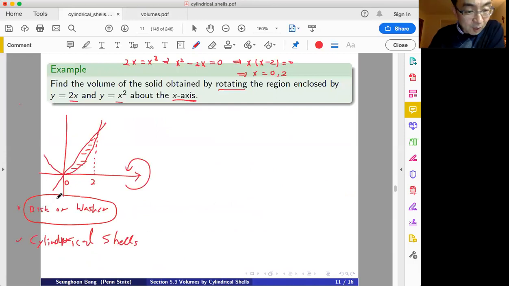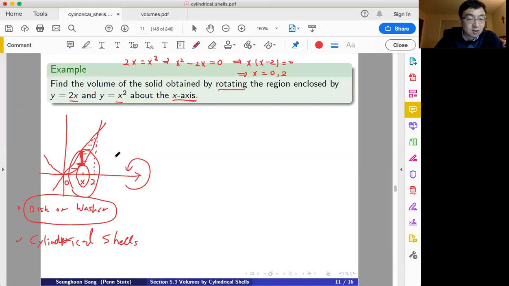This is the idea. You have to choose x and cut. We have this segment, and you rotate this segment about the x-axis. So what happens? We have one big circle and one small circle. The next one, we have a washer.